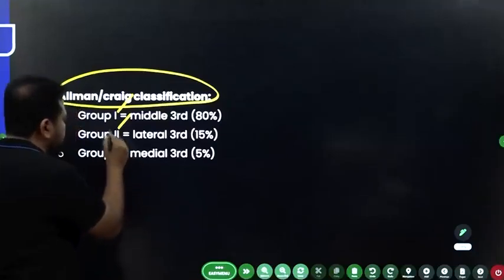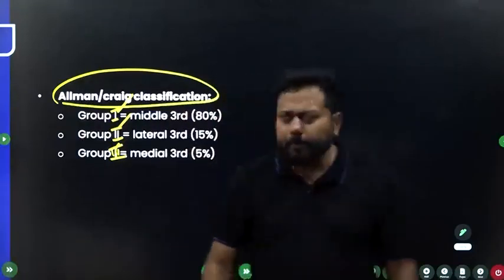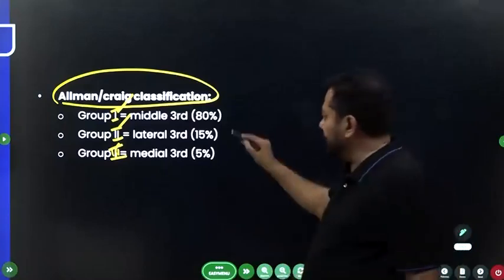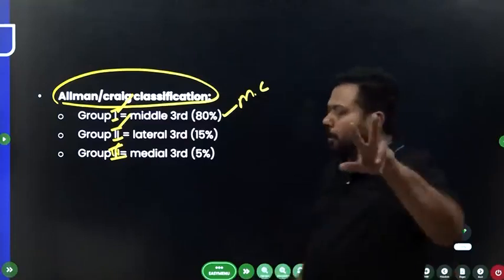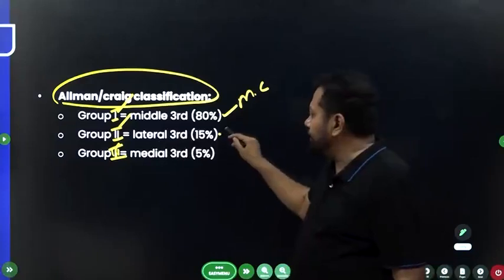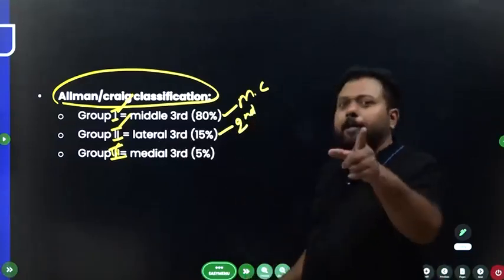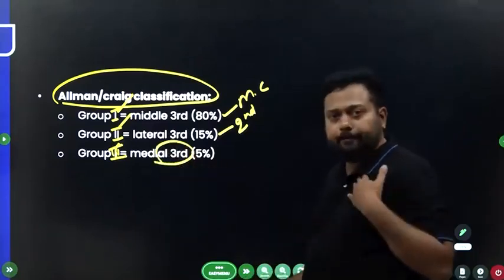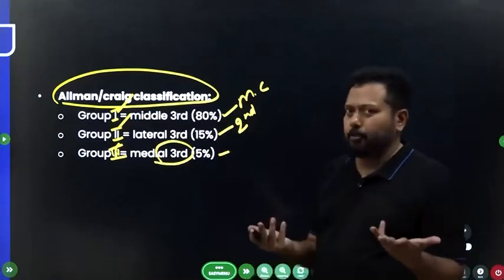Okay, this is type 3. This is type 2. This is type 1. So, type 1 means middle third, that is medial 2/3, lateral 1/3 junction, 80%. This is the most common type. The second common type is type 2, that is lateral third fractures, 15%. Least common type is type 3, that is the medial third, near the sternoclavicular joint, the sternal end. This constitutes only 5%. I had never seen a case so far.